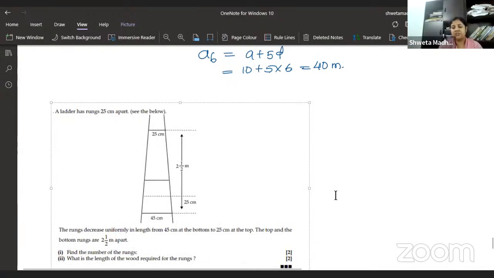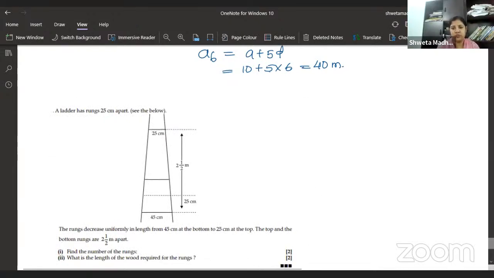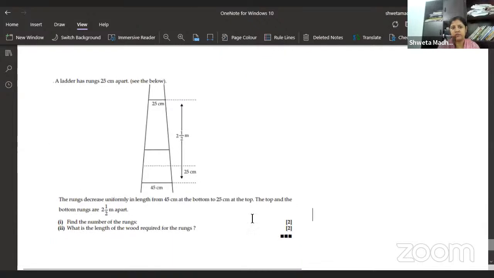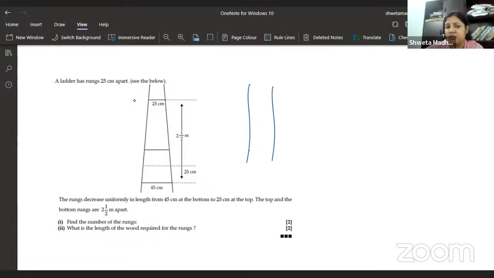There's one more question, NCERT optional. This is a ladder, which has rungs 25 centimeter apart. Rungs, that means the stairs on which we are placing our foot. Like this is a stair, this is called a rung, on which we keep our foot to move upward, right? So these are called rungs.